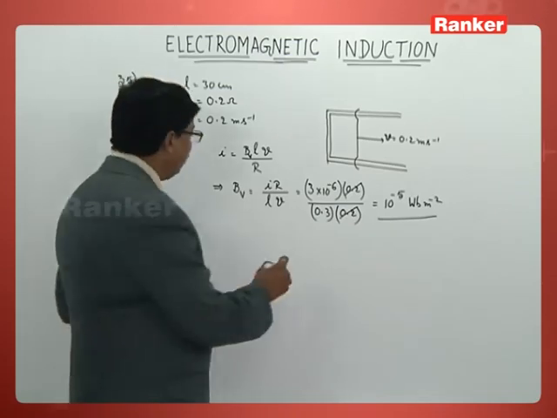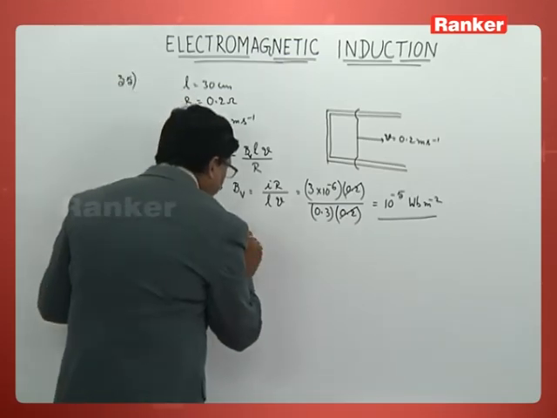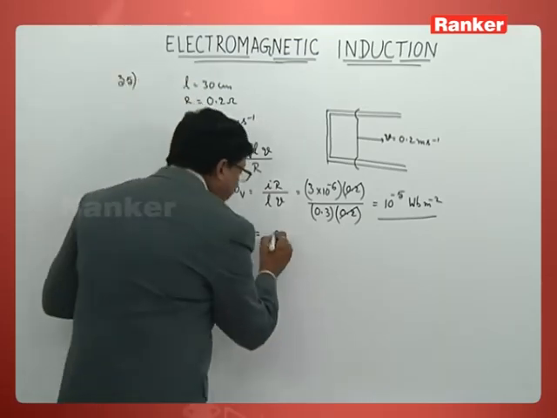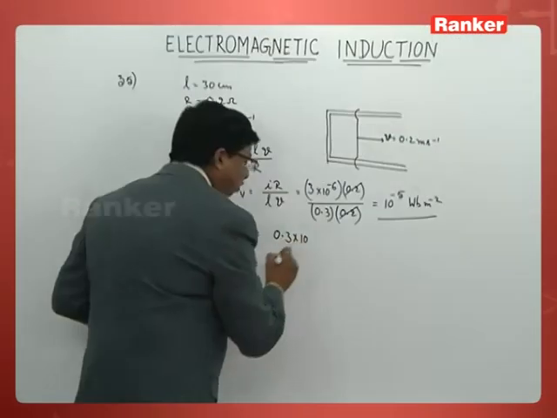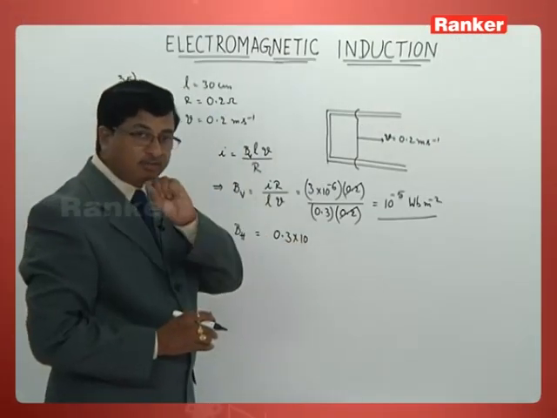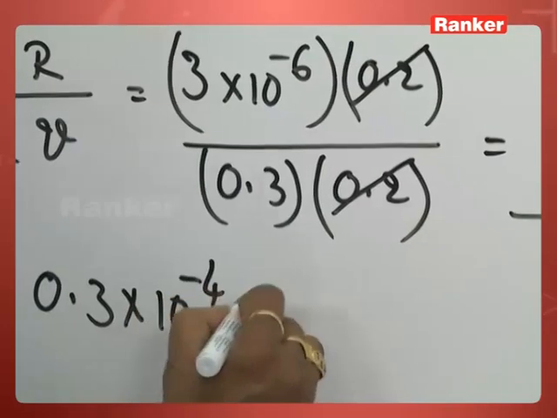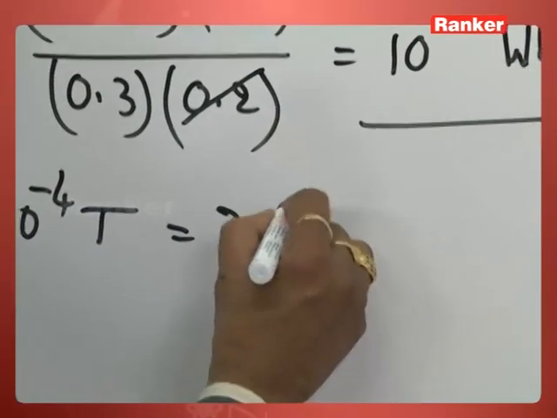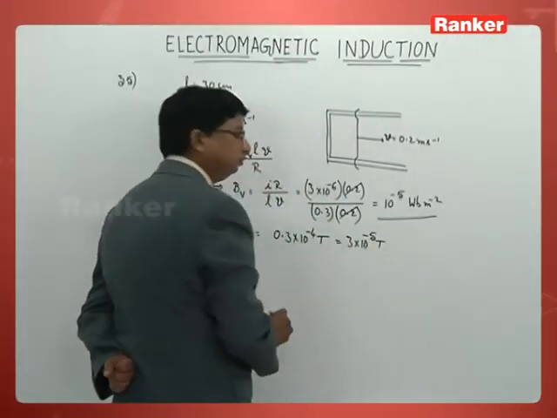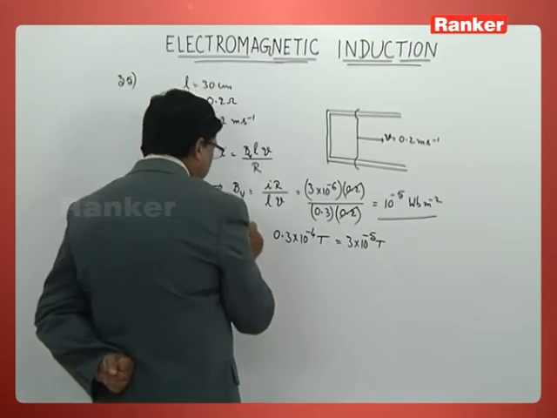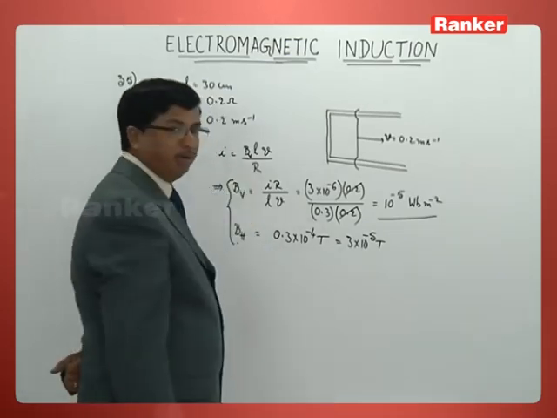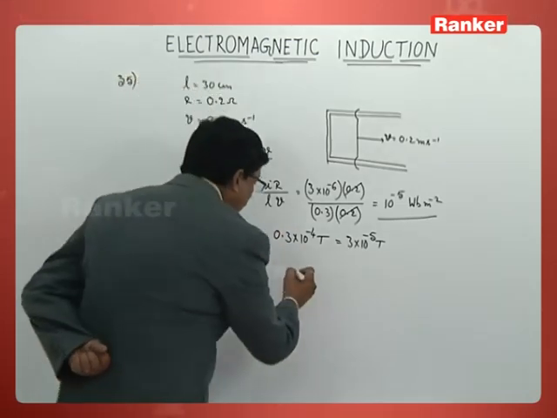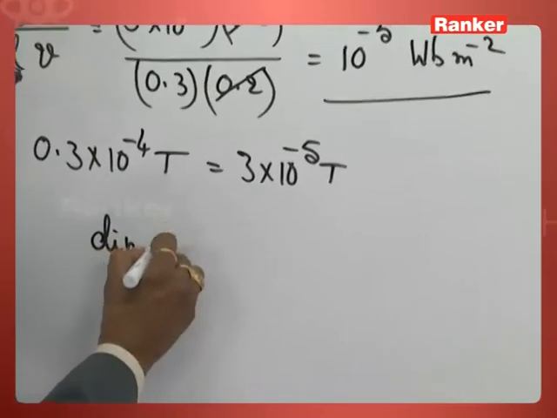And of course, he has given us the horizontal component of Earth's magnetic field as well. What is the value given? 0.3 × 10^-4 Tesla. So you can write 10^-4 Tesla into 0.3. That means you can write 3 × 10^-5 Tesla. This is the horizontal component and this one is the vertical component. What is the question he is asking? He is asking you what is the dip angle.